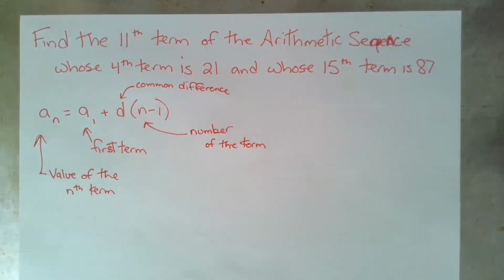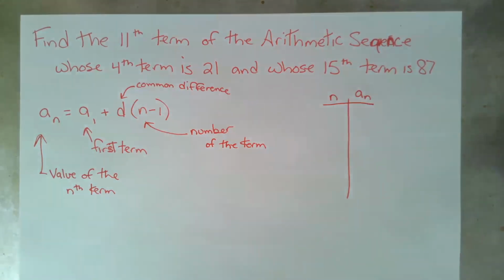Now, students often get confused between n and a sub n. So the way to think about it in terms of math you've done before is n is your input. That's like your x. A sub n is your output. That's like your y. So if you were going to think of a t-table, n would be your x value, your input, and a sub n would be your y value.